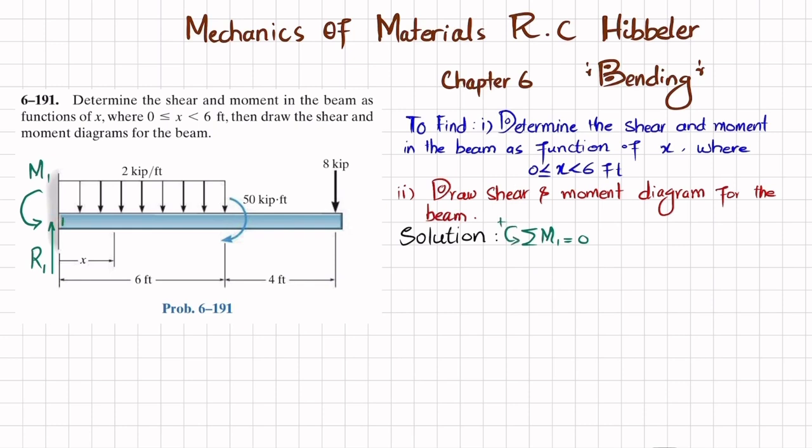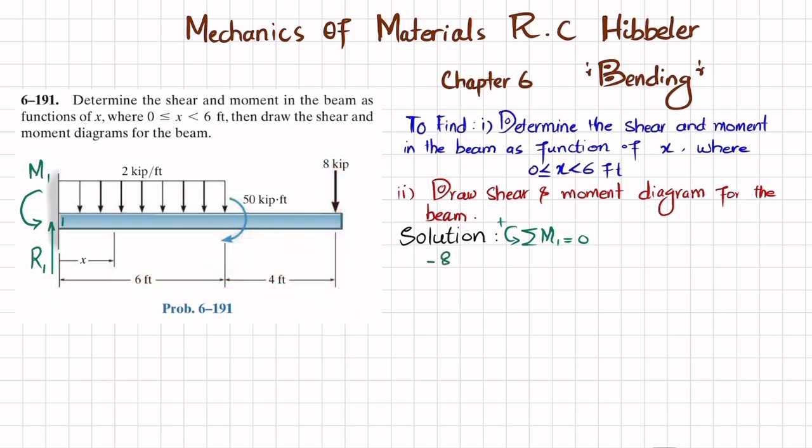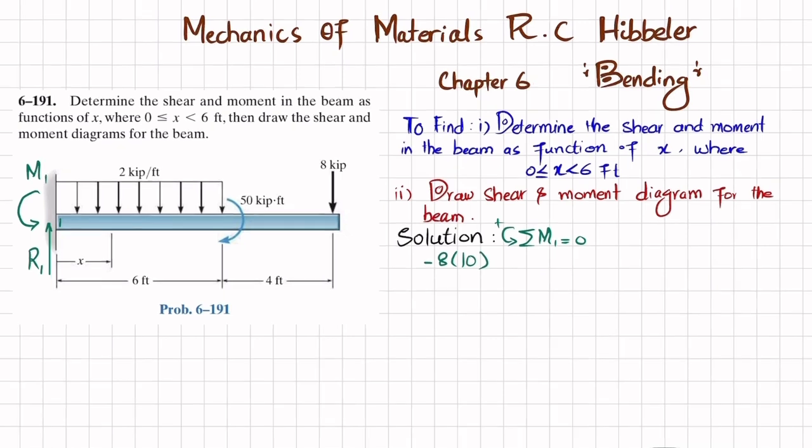About this point 1, one moment will be due to this 8 kips load, and the perpendicular distance is this 10 feet, and this is producing a clockwise moment, so it will be negative. So I will write minus 8 into 10. The second moment is this one, which is 50 kips-feet, and this is again clockwise, so it will also be negative.